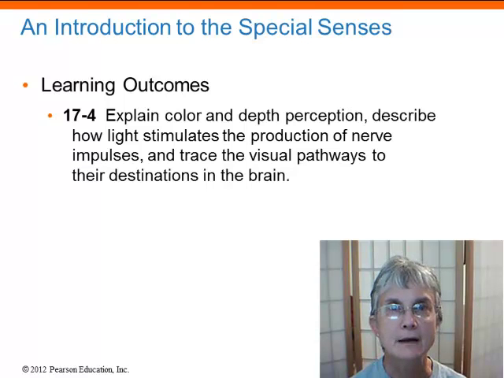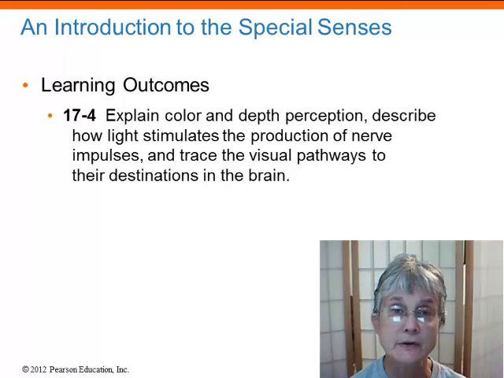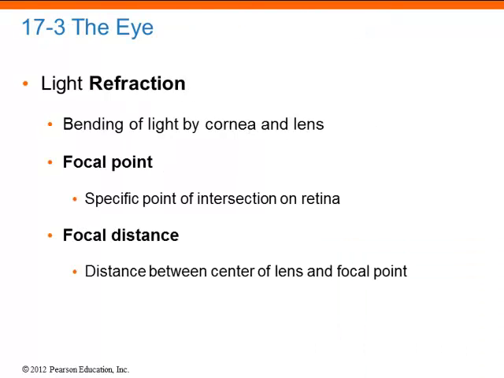Hi and welcome back. This video lecture will be on visual physiology. The learning outcome is to explain how you see, basically how you see color, how you make depth perception, how you get light from striking the retina all the way to processing in the brain.